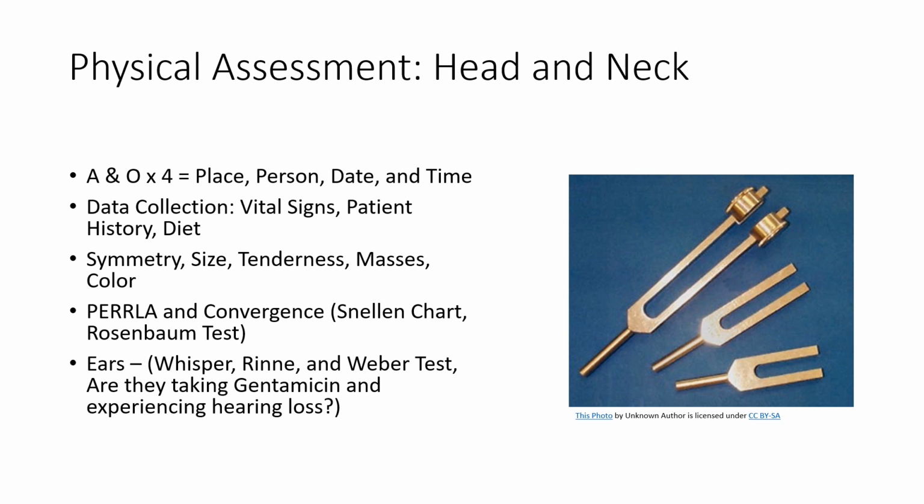Symmetry. You're going to look at your symmetry and your tenderness to make sure there's no lumps or bumps or masses. You're going to look at your color. If your patient is cyanotic, they're going to have a blue tinge. It might be around their neck, lips, ears, phalanges, so the tips of your fingers. You're going to look at your eyes, your PERRLA, your Snellen charts, your Rosenbaum test, covering one eye to see if they can see. Your ears, the Whisper and Rinne test, your Weber's test.